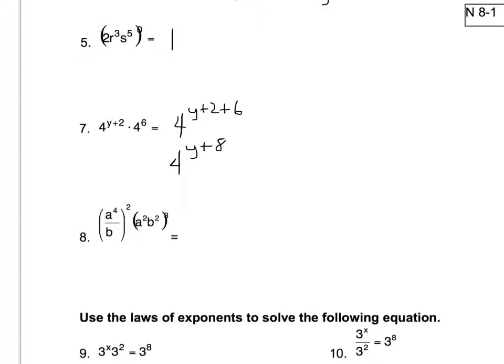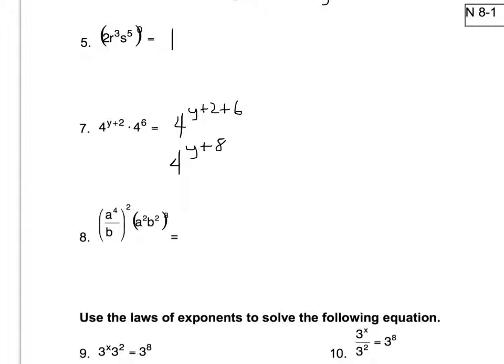And if you look at this last example, we have a to the fourth over b. That fraction is raised to the second power, and then it's multiplied times a squared, b squared, the entire product raised to the third power.